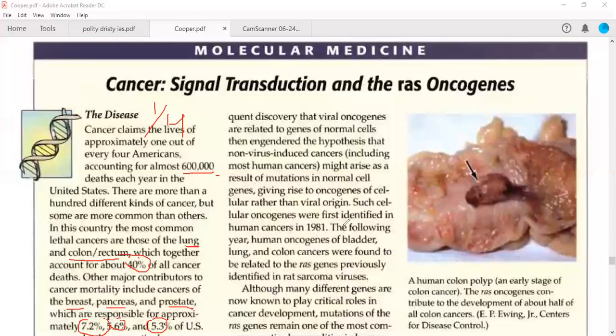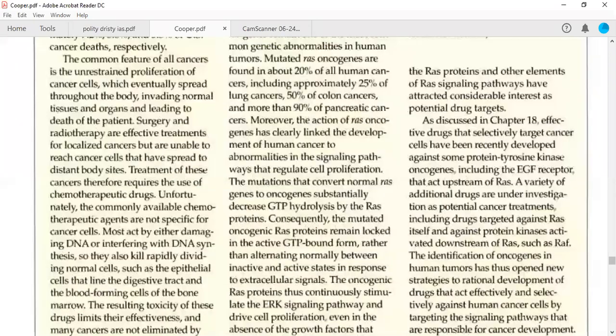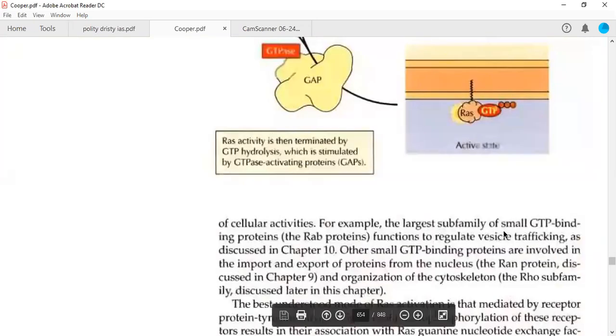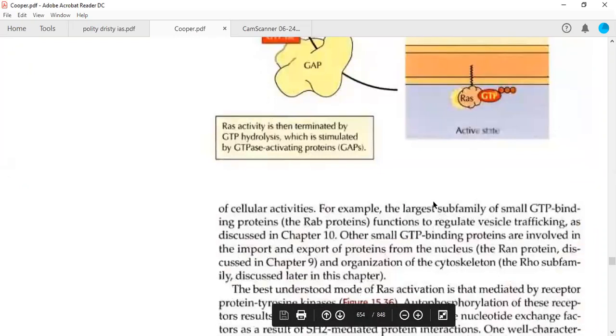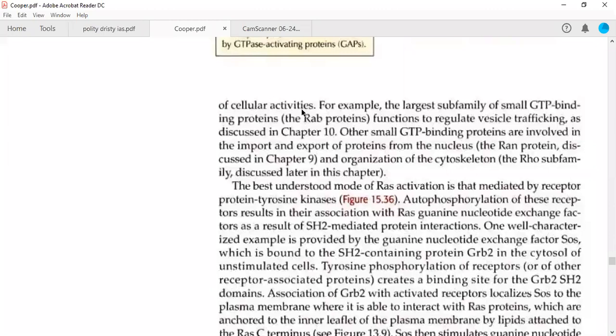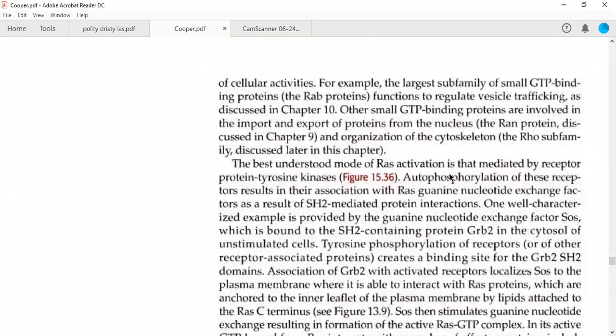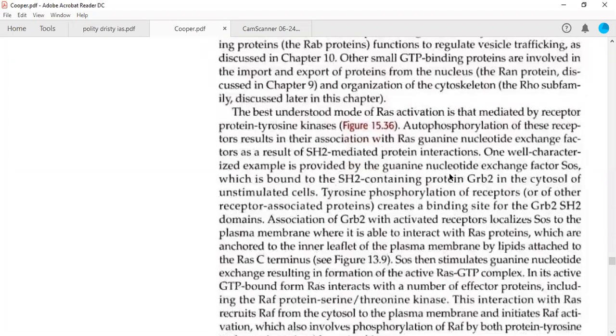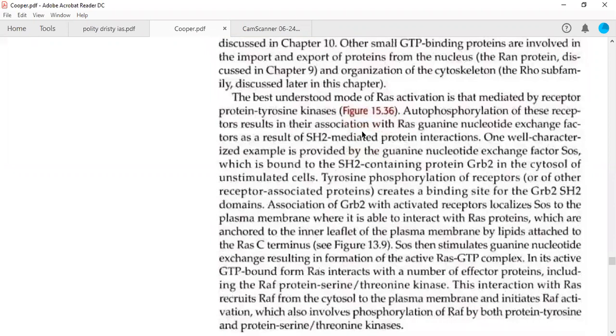And these calculations, and how the RAS gene was identified in 1981 or 1982, is everything given in this particular text. So if you have this particular book, you can read it. Okay, so we have studied this. These will be activated, and that's how they will control many aspects of cell signaling.